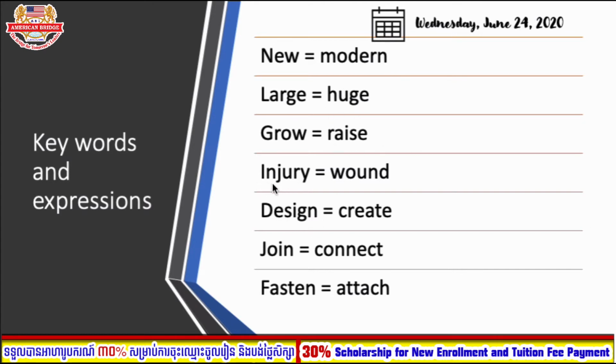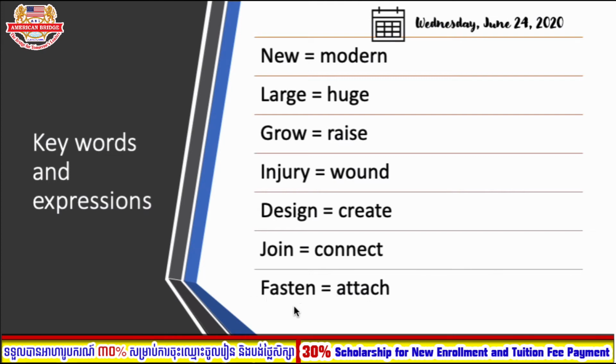And the other one is injuries, which functions as a noun. When you are injured, you get wounds, okay? For example, you have a cut, or you fell down the stairs. You have a scar, and it was caused by the wounds. The other word is design, which is similar to the word create. Join is similar to the word connect. Fasten means attach, which means you put some things together.